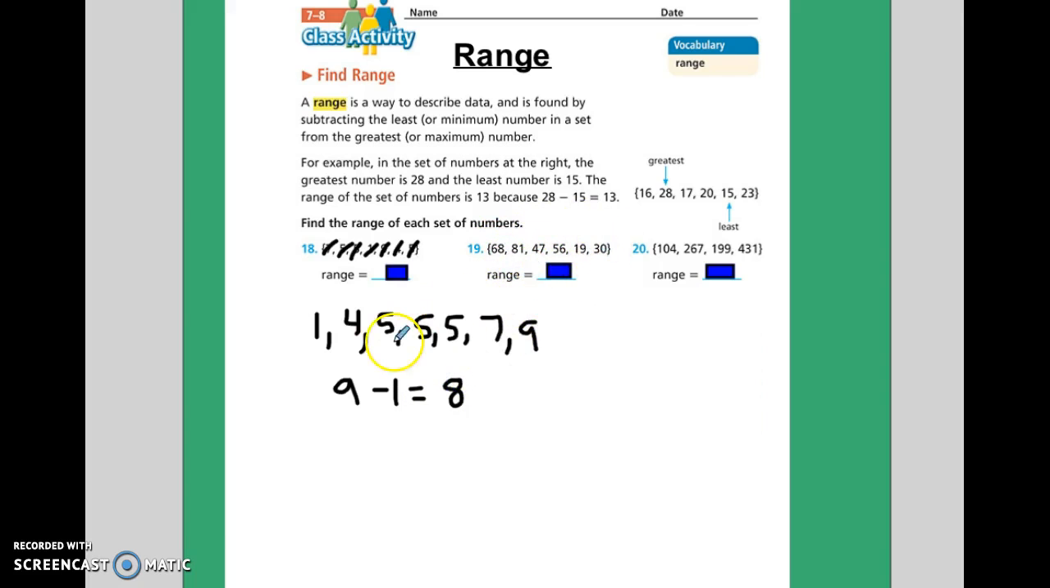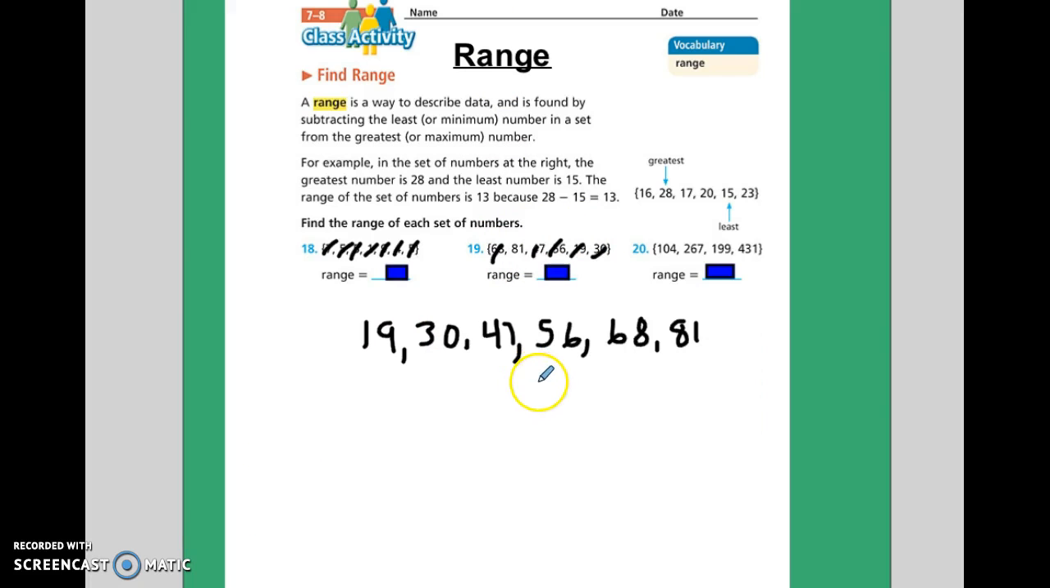Now I'm going to go ahead and do this one. I'm going to list them from smallest to greatest. All right, so now I'm going to subtract. I have them from the least to the greatest. I'm going to subtract my greatest number minus my smallest number. So 81 minus 19.